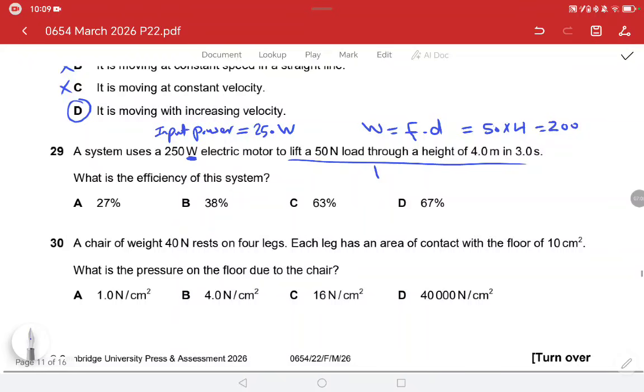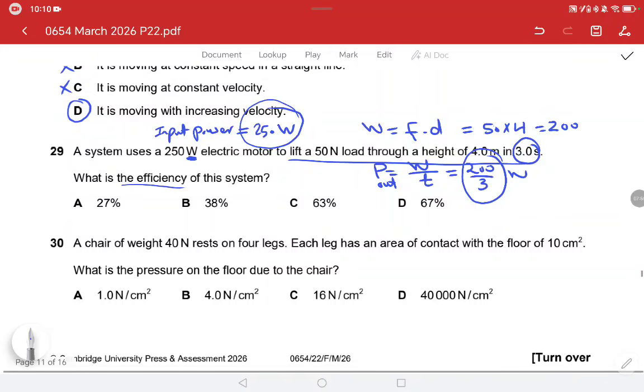And from this one, you can find the power, right? You know that the power is the work per time, or the energy per time. So the work is 200, divided by the time, which is 3. So this is our useful output. There is a note here, take care, you may get confused when you see 4 meters in 3 seconds, you may think this is a speed. No, here we are talking about power output. So this is the useful power output, and this is the input.